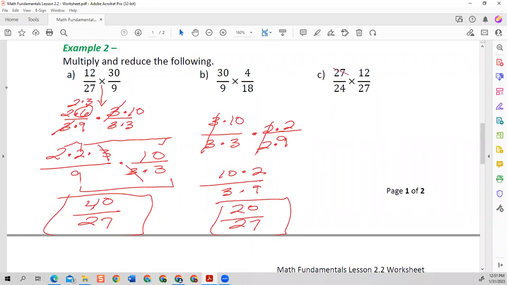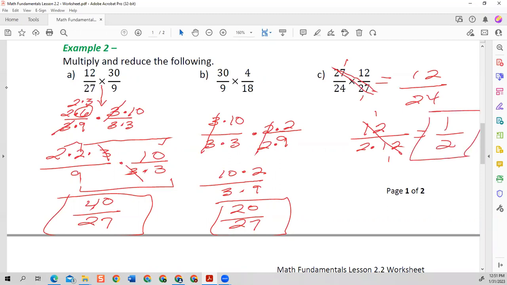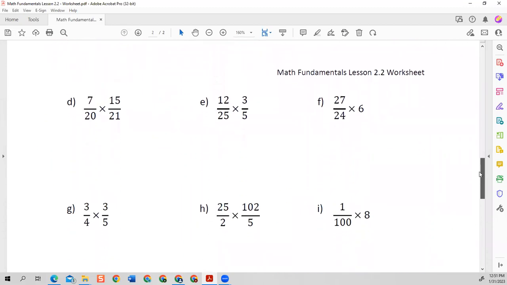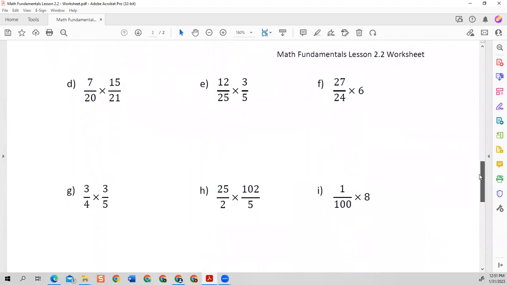C. What happens here is that 27 over 27 reduces, right? Leaves me with 1. Now I got 1 times 12 over 1 times 24. And now let's break that down. Well, I know 12 is 1 times 12, right? 24 is 2 times that 12. The 12's reduce, leaves me with 1. Now I got 1 over 2, and that's my final answer. So I'm going to let you do D and E.